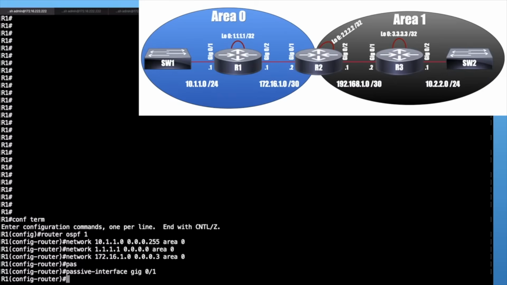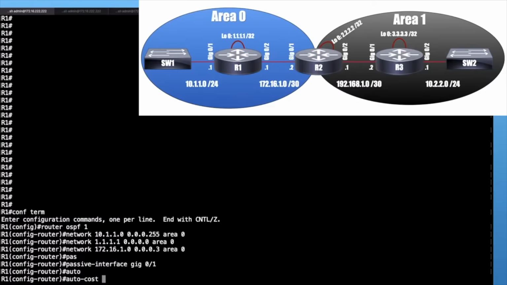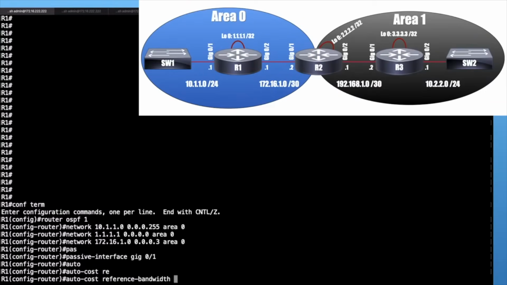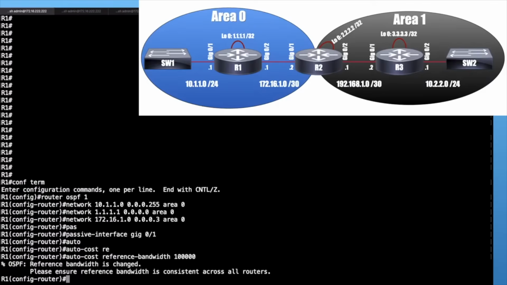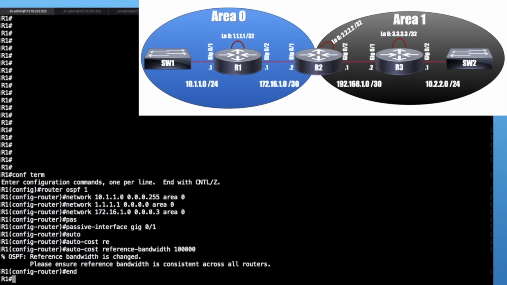One other thing that we might want to do, because we talked about setting that reference bandwidth, yeah, let's make that a little bit more reasonable than 100 meg. Here's the command if you want to jot it down. Auto cost reference bandwidth, and I'm going to say 100,000. The unit of measure is megabits per second, so 100,000 meg, that's 100 gig. And it's warning me, make sure you do this on all the routers. And I will, as we get this configured. I think I'm done on router R1 right now.